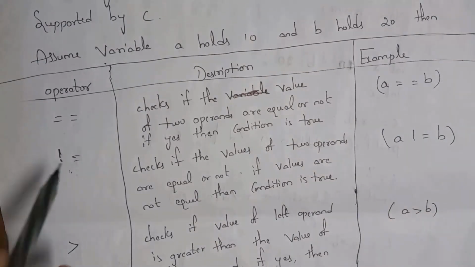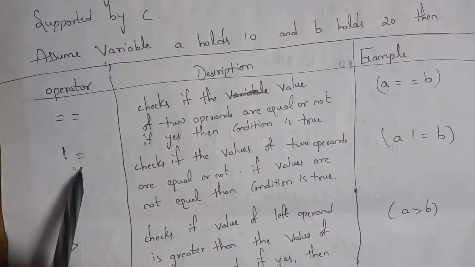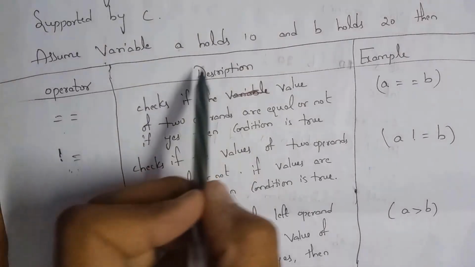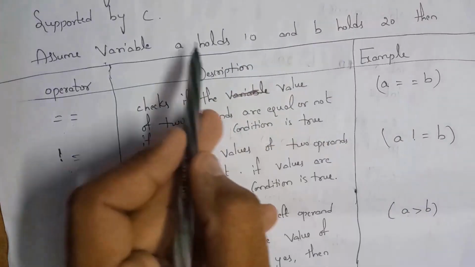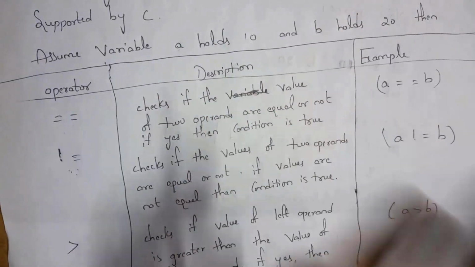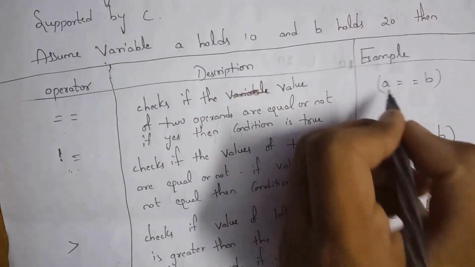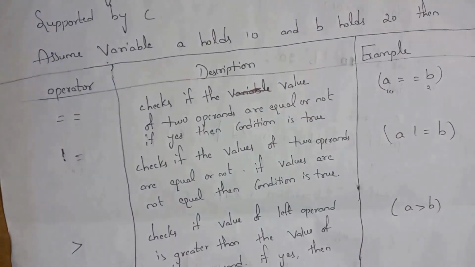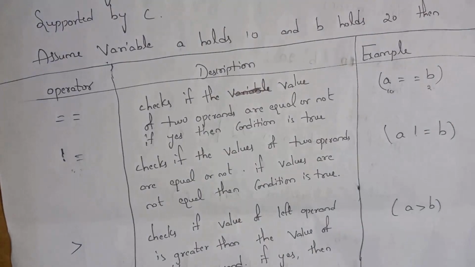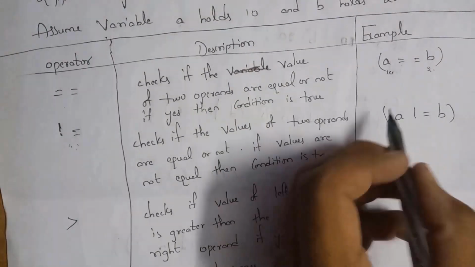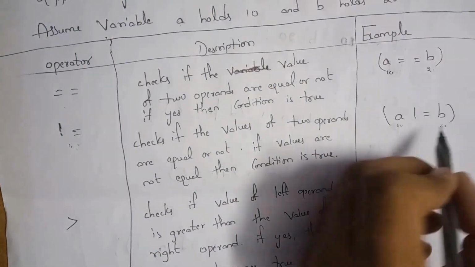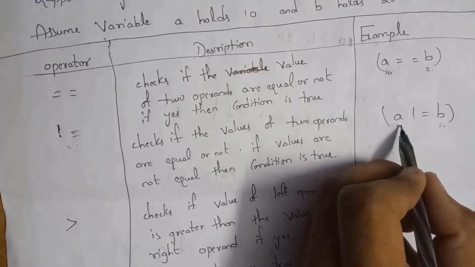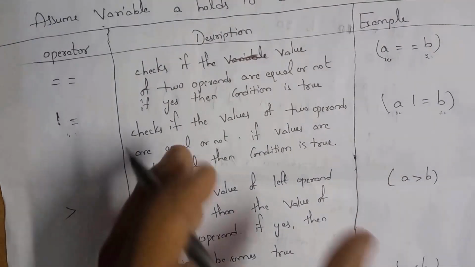And similarly not equal to. Not equal to operator is used to check whether two operands are equal or not. If they both are not equal, then condition is true. Here value of A is 10 and value of B is 20. So A is not equal to B. This condition is not satisfied. And similarly here value of A is 10 and value of B is 20. So A is not equal to B. This condition is satisfied. So this condition is true.